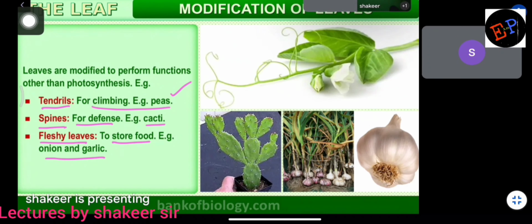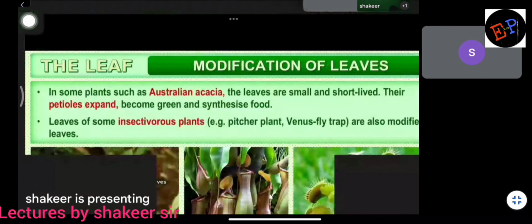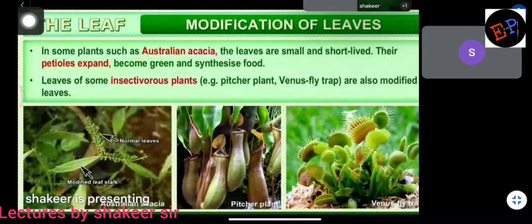So this one is called the tendril. Here the leaf itself is modified into a tendril. And here on the leaves you can find thorns or spines. So leaves can be modified into spines also. And some leaves can be modified to store food materials. Example is onion and garlic. Both are modifications of the leaf itself. Fine? That's it.